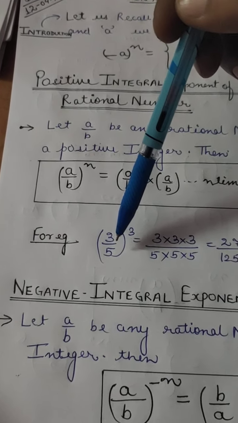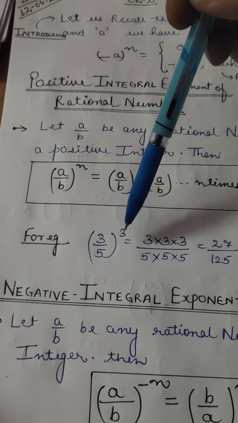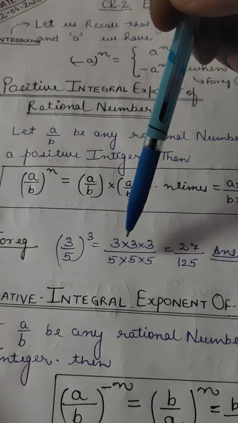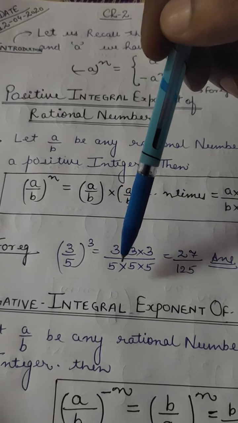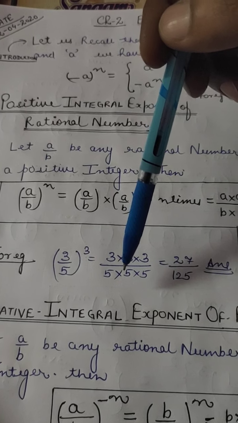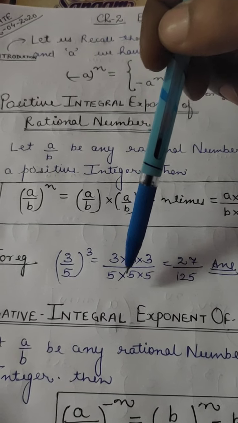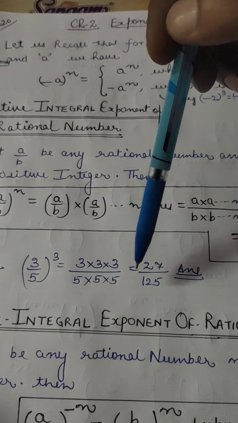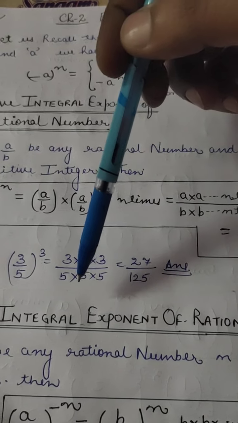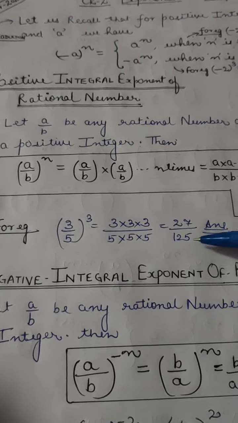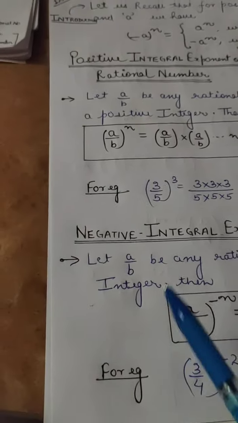Here I have written 3 by 5 to the power 3. So the numerator is multiplied how many times? 3 times. So we have written 3 into 3 into 3, and the denominator is multiplied 3 times. Then we get 5 into 5 into 5. So when 3 is multiplied 3 times, we will get 27 as the result, and 5 multiplied 3 times, we will get 125 as the result. 27 by 125 is the answer.